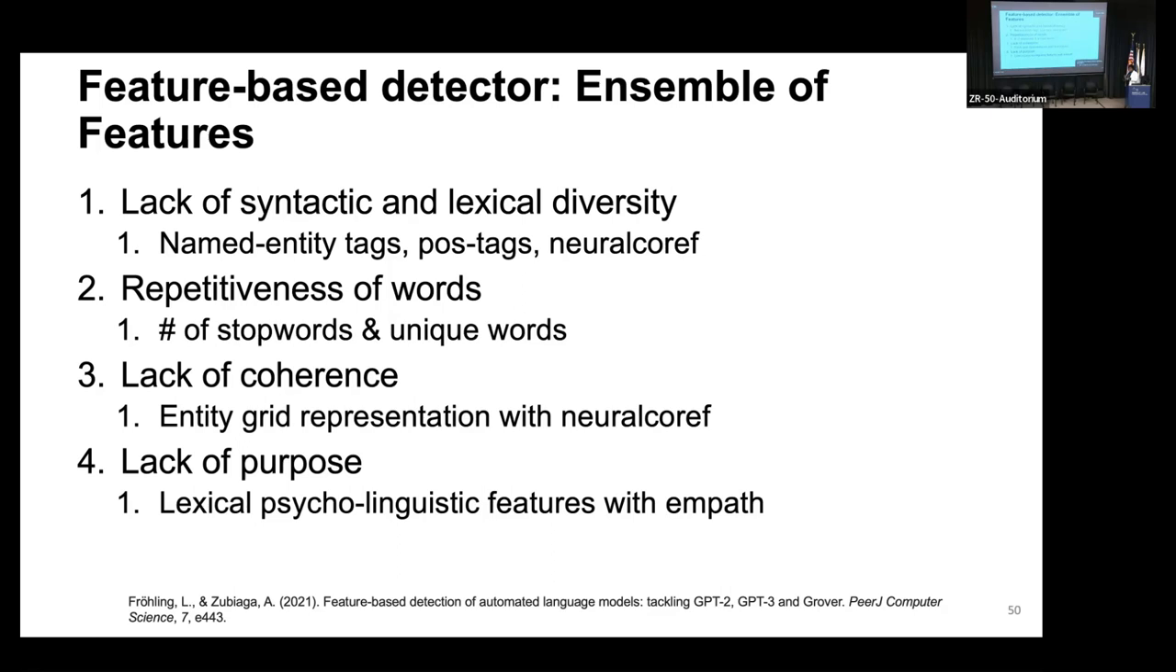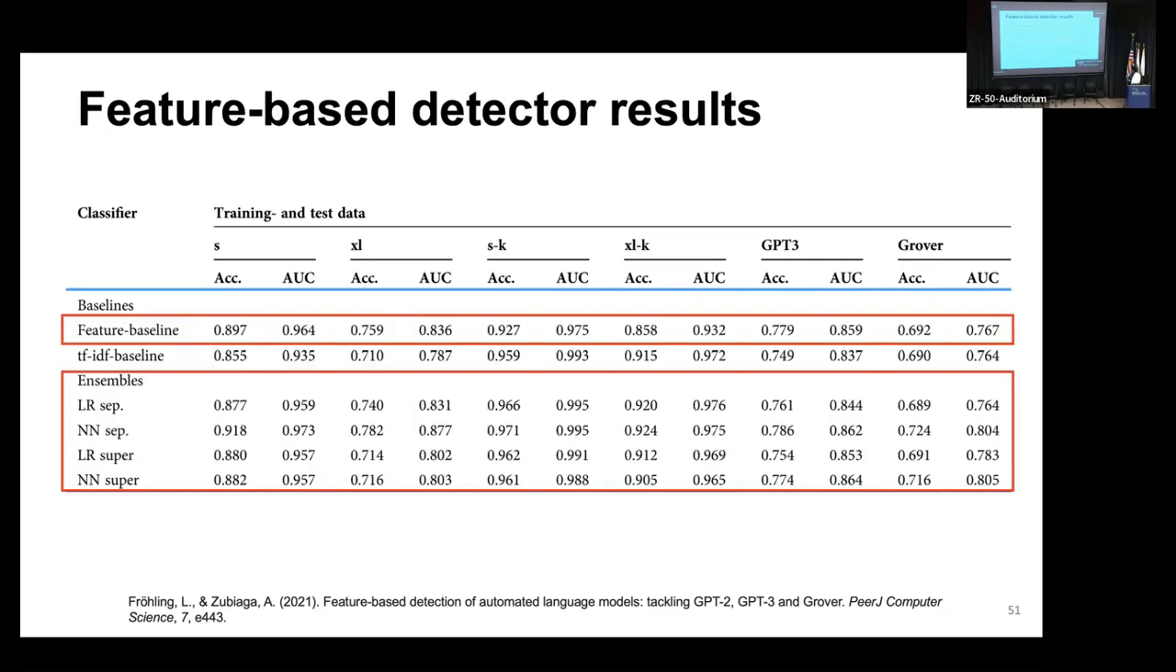How many times was an entity referenced? So for instance, if we are talking about deepfake text, how many times was deepfake text referenced in the piece of text? And for lack of purpose, they looked at something very similar to the LIWC feature. And here are the results. They find that using the ensemble of all these features, they are able, to some degree, to distinguish between human written text and language models.